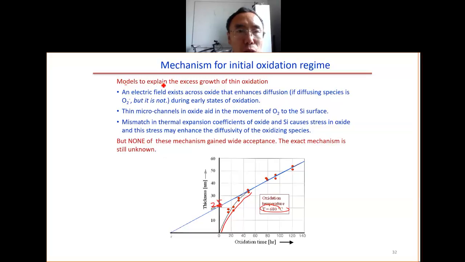Here are the models to explain the excess growth of the thin oxidation. The first one: an electrical field exists around the oxide. Secondly, there are microchannels in the oxide that help the movement of oxygen to the silicon surface. But we know this one is not true, because at the very thin stage it is chemical reaction limited, not diffusion limited. The third is the mismatch in the thermal expansion coefficient of oxide and silicon, which causes some stress. But none of these mechanisms is widely accepted. So you do not need to know the reason. You just need to know that we have very fast growth at the very beginning. Then the Deal-Grove model will be good.